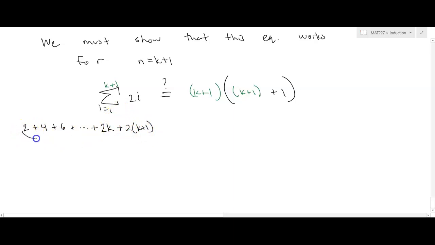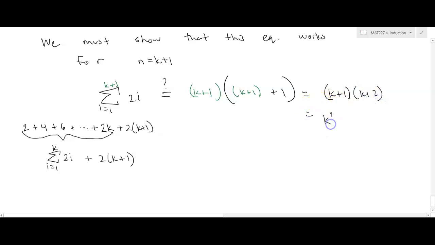And so what we're going to do, like we did in the previous problem, is take these terms here and say, hey, wait a minute, that's the sum from i equals 1 to k of 2i, and this extra thing is just a residual, plus the next even number beyond the kth term. And once again, right over here, we can continue breaking this down, and we see that this is k plus 1 times k plus 2. If we FOIL that out, we'll have k squared plus 3k plus 2.